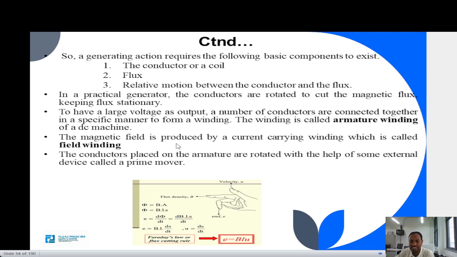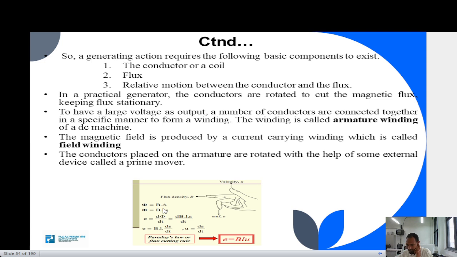And the magnetic field is produced by an external source, what we call excitation, with the help of the field winding. So the field winding produces a magnetic flux, and the conductors are already there, the armature windings, and we apply a force externally so that voltage can be induced by Faraday's law. The conductors placed on the armature are rotated with the help of an external device called the prime mover. The prime mover applies this external force.